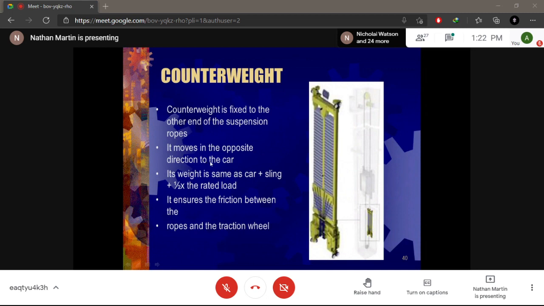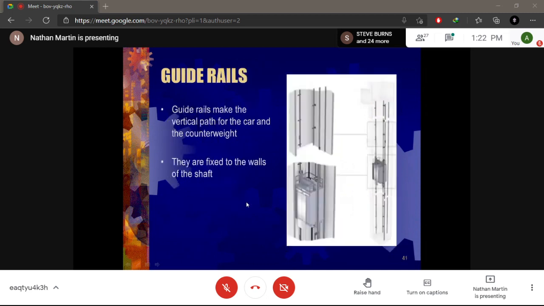So if the car is going up, your counterweight will be going down. Its weight is the same as the car plus sling plus half the rated load, right? It ensures friction between the ropes and the traction wheel. Good. Now the guide rails, this is really them inside the elevator.